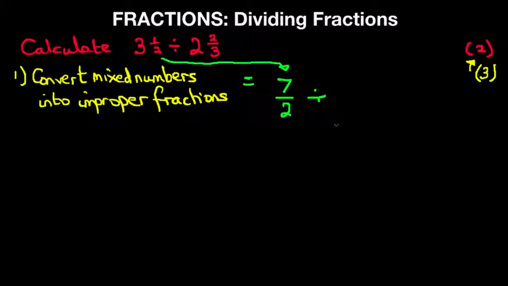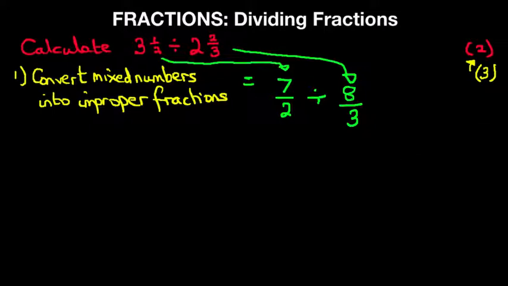We can put in the divide sign, and the second fraction is 2 2/3. Well, this becomes 3 times 2 is 6, plus 2 is 8 over 3. So the second fraction is now 8 over 3.